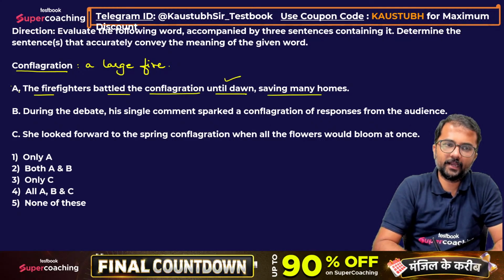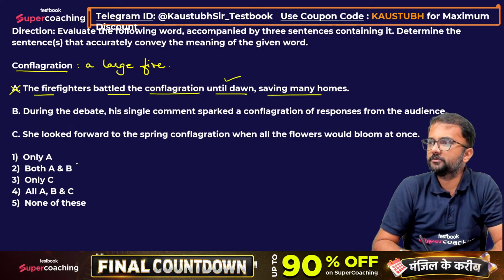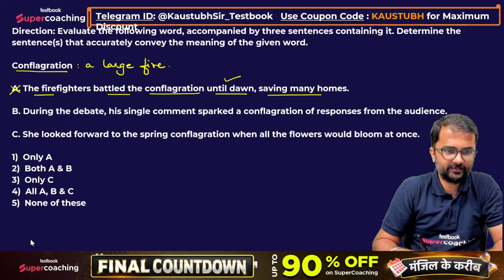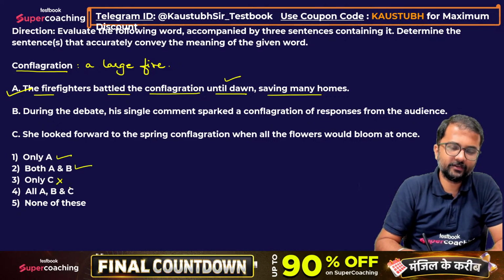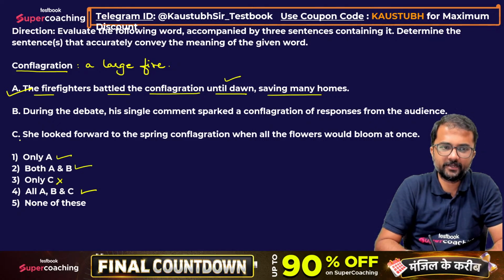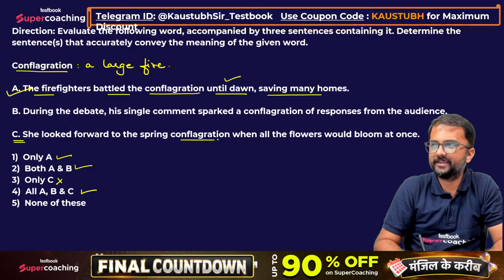सुबह होने तक ये आग से लड़ते रहे, बुझाने की कोशिश करते रहे. So A is definitely correct. ठीक है, मैंने गलत क्यों मार्क किया यहां पर? A is definitely correct. It means only A and B हो सकते हैं, A, B and C भी हो सकता है, but she looked forward to spring conflagration when all the flowers would bloom at once. Doesn't make any sense. So C is definitely wrong.